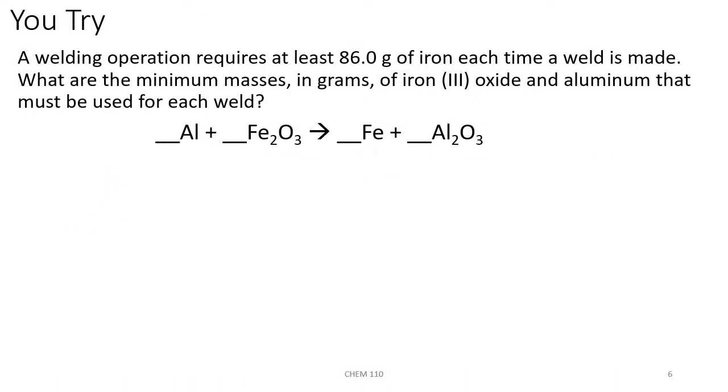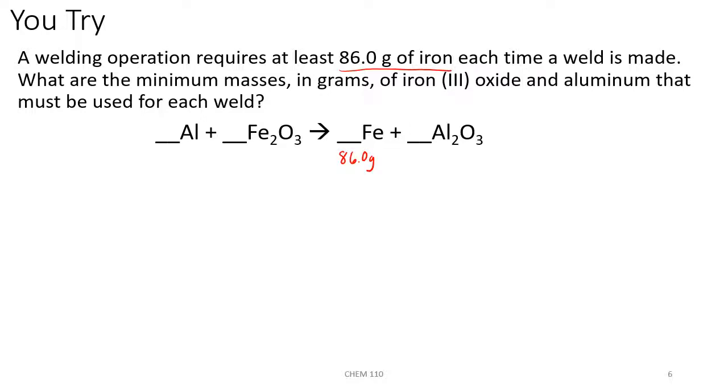Let's try another example. A welding operation requires at least 86 grams of iron each time a weld is made. What are the minimum masses in grams of iron 3 oxide and aluminum that are required for each weld? So in this example, we're starting with the mass of one of our products. We're told that we need 86 grams of iron.